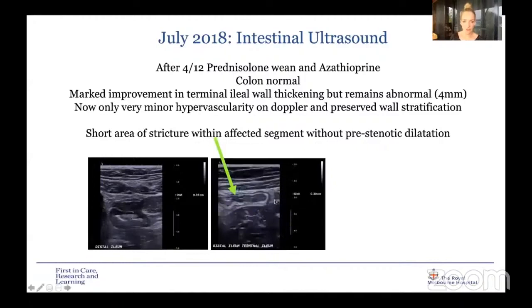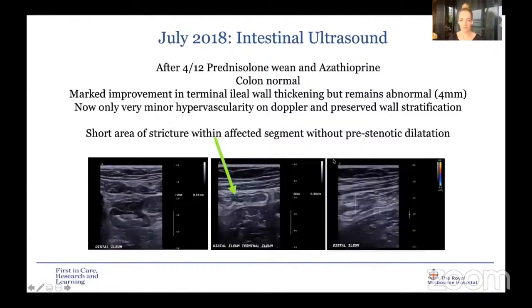That short area of stricture you can see here, where there's some narrowing in that area of the lumen, was there, but there was no pre-stenotic dilatation, so it wasn't significant. So as you can see, ultrasound has demonstrated she's had a very good treatment response, and then we can continue monitoring her with the ultrasound every 6 months to confirm deep healing.